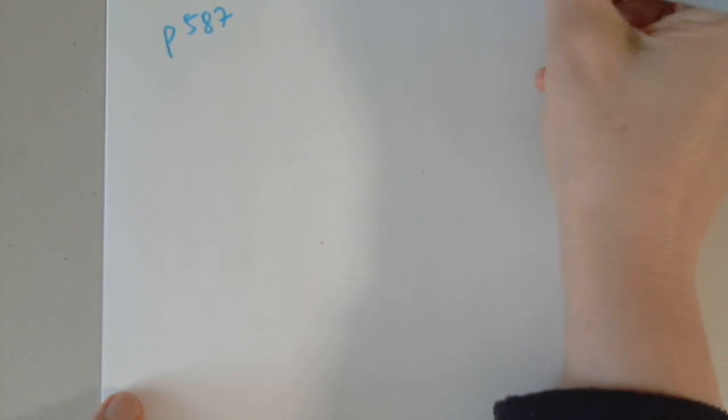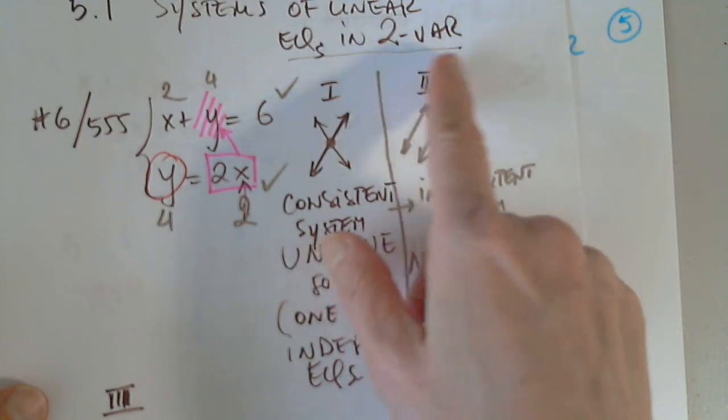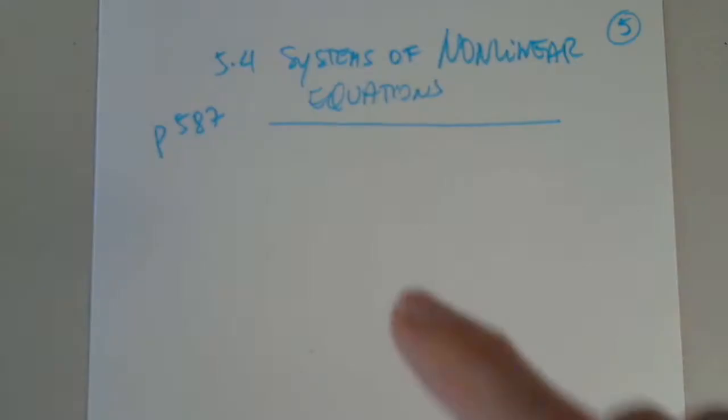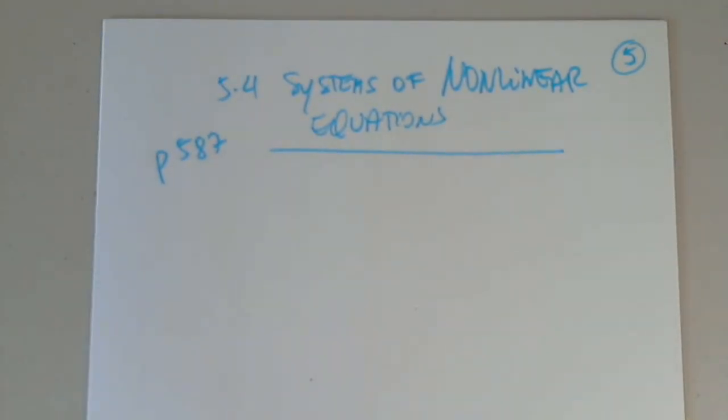Systems of non-linear equations. Here the options are multiple. So I don't have a recipe for this one, like I had a recipe for systems of two linear equations in two variables. This is the recipe. This, or this. But here I don't, because there are too many different options. Okay, so let's start and see what we mean by that.